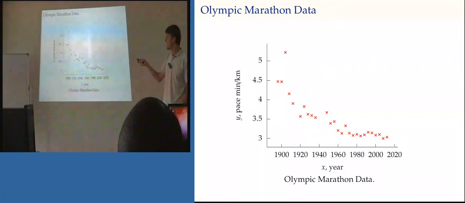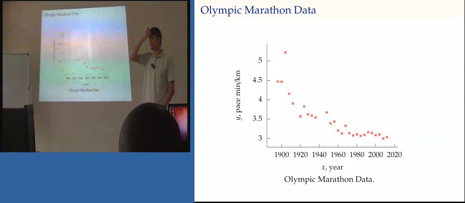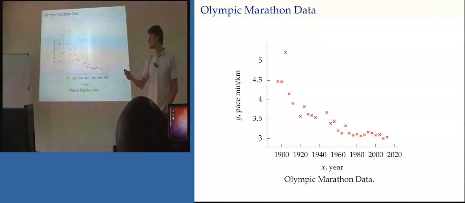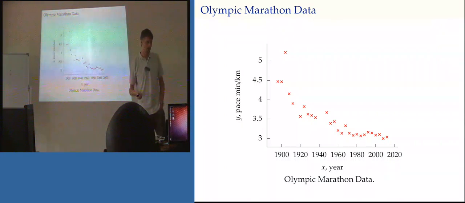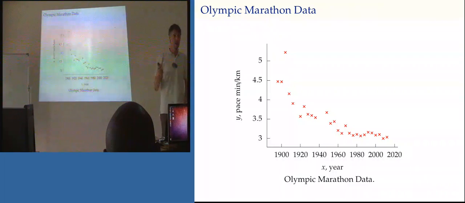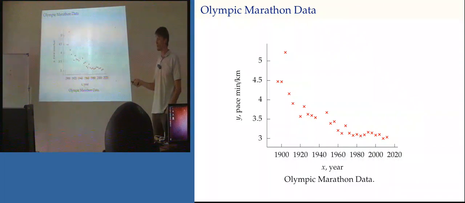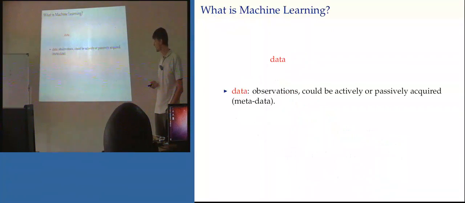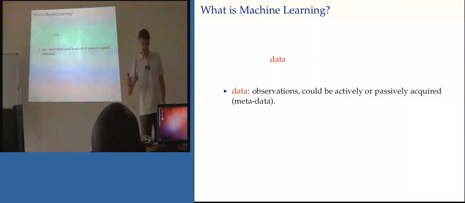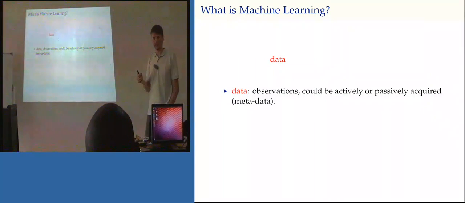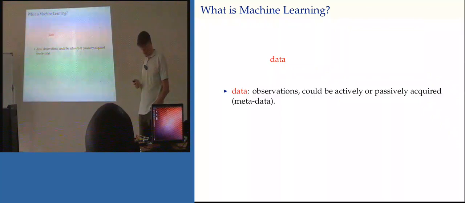So we see, over time, people have got better at the marathon. And the idea would be, well, can we build a model to predict what the marathon winning time will be in 2016. So our inputs are the year of the gold medal, and the output is the pace in terms of minutes per kilometer. So that's our data. Now I just want to talk briefly about what machine learning is.